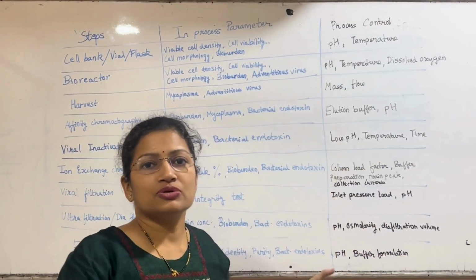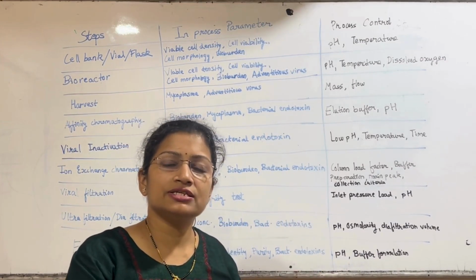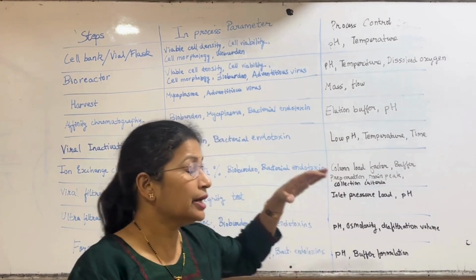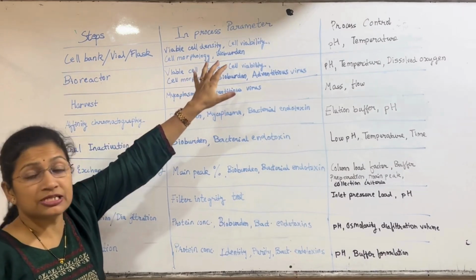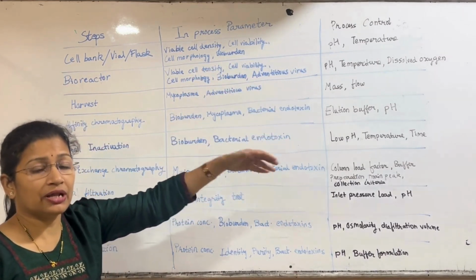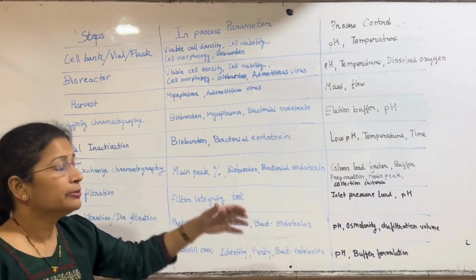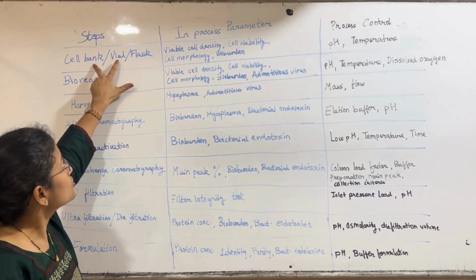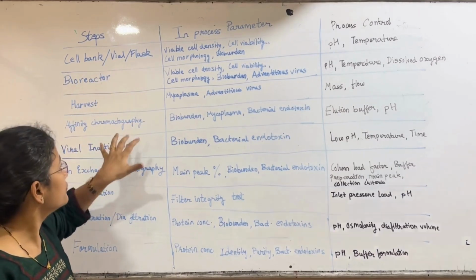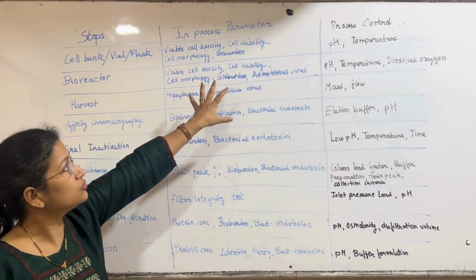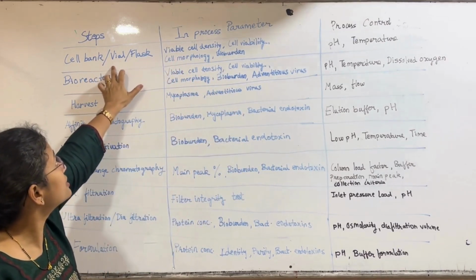So now let us try to understand what the in-process parameters involved in biologicals manufacturing are: steps, in-process parameters and process control. As we have understood for tablets, now let us try to understand for biologicals. So these are the steps we have studied, and now these are the in-process parameters.